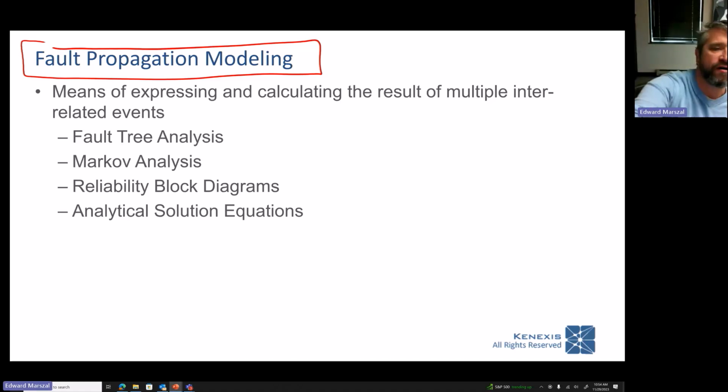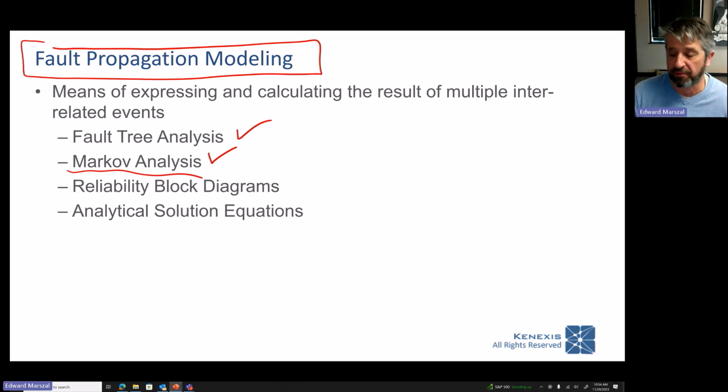There are tons of them. Fault tree analysis like Kenexis Arbor, Markov models, which are really great for SIS logic solver vendors with very complex repair schemes. But for you, the end user, the only time you would need to use a Markov model is if you want to impress your friends with stupid human tricks. You're not going to need it to do SIL verification calculations. You generally are going to stick to your analytical solution equations and your fault trees.